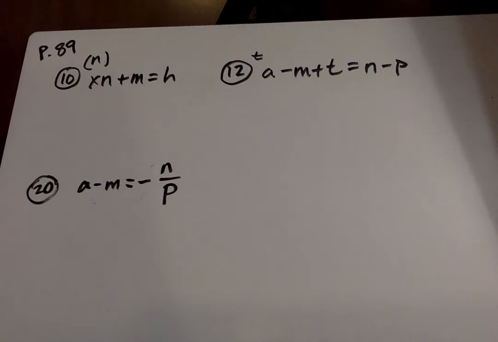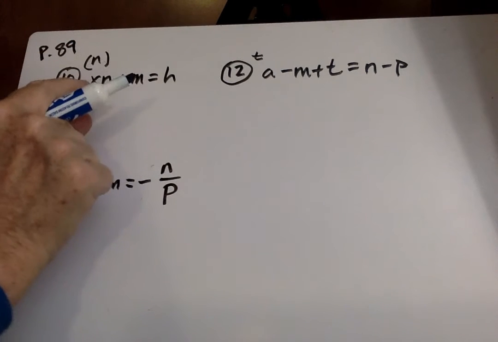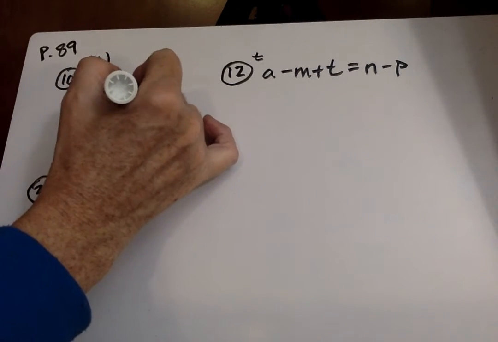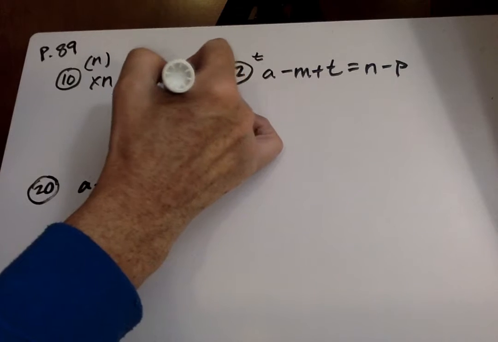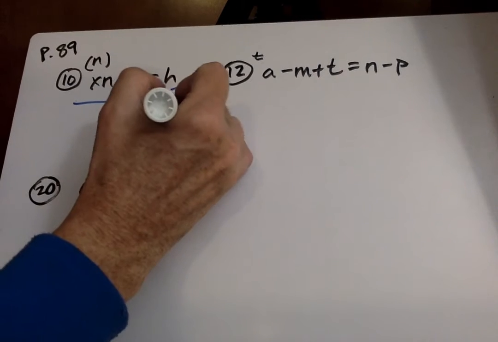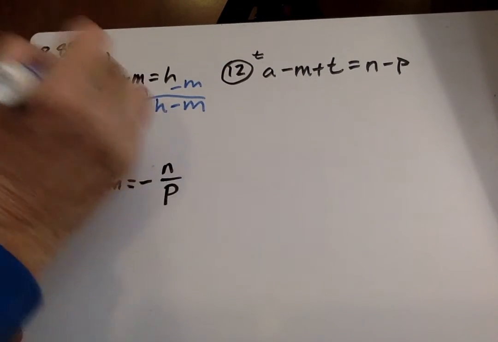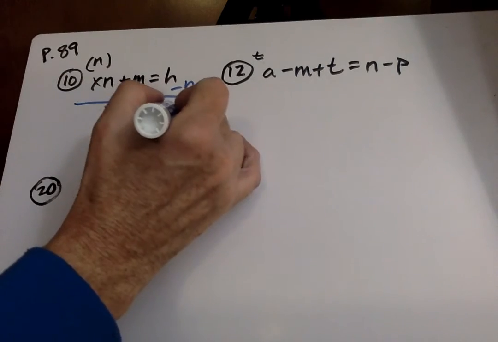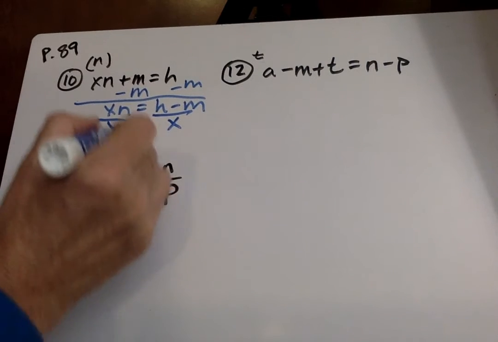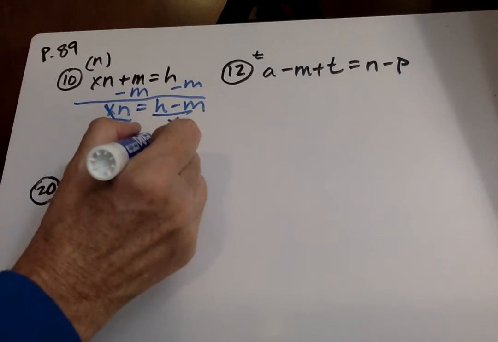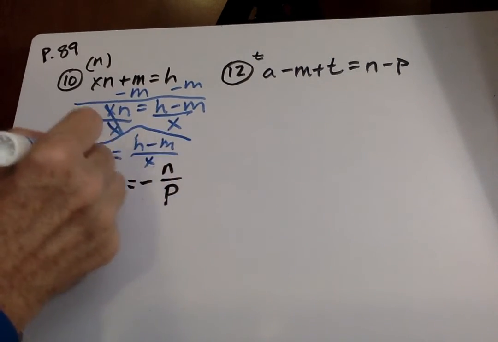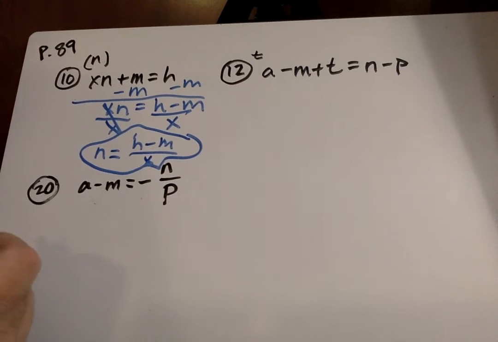Okay, number 10, xn plus m equals h. We are going to solve for n. So first we have to get rid of what's added and subtracted. We have an m, so I'm going to go minus m. So xn equals h minus m. And I divide by what's in front of n. So n equals h minus m over x. Okay, hopefully you can read that.